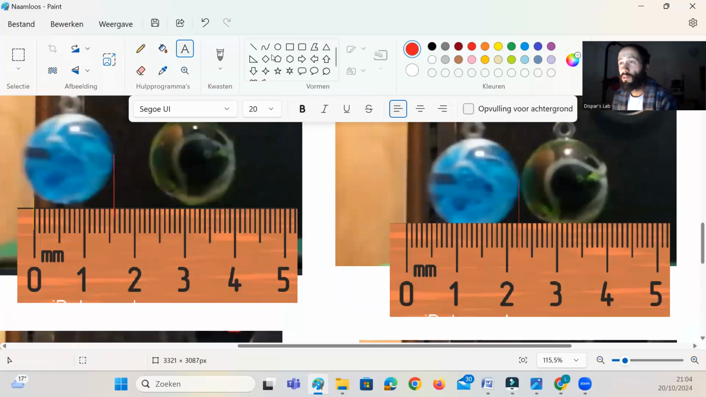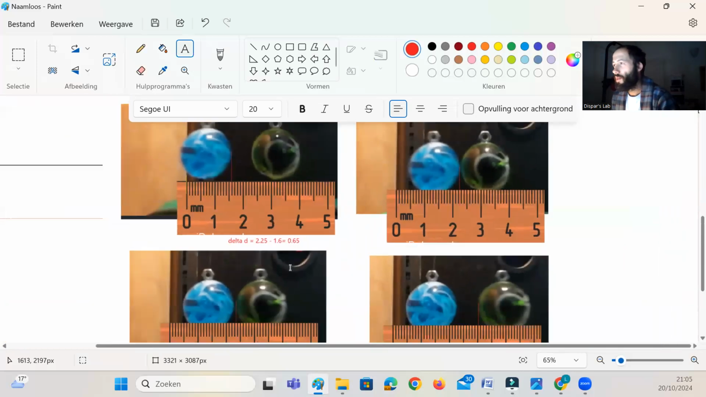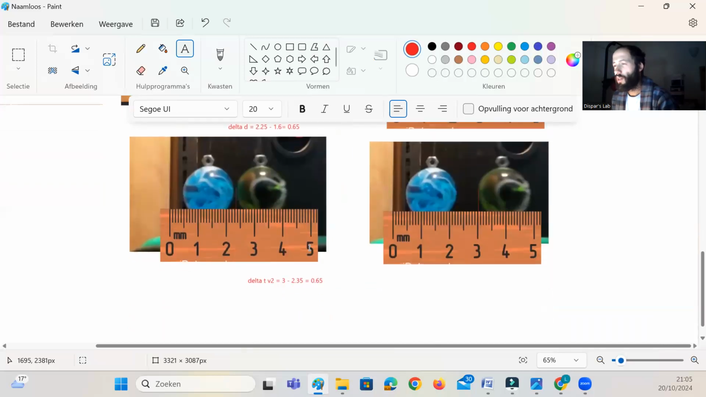And over here we have the same. So for the first marble, the incoming velocity, we have delta distance, of course, 2.25 minus 1.6. That's also 0.65, right? Yeah, that's 0.65. So it's the same. The velocity before collision is the same as the velocity after collision.